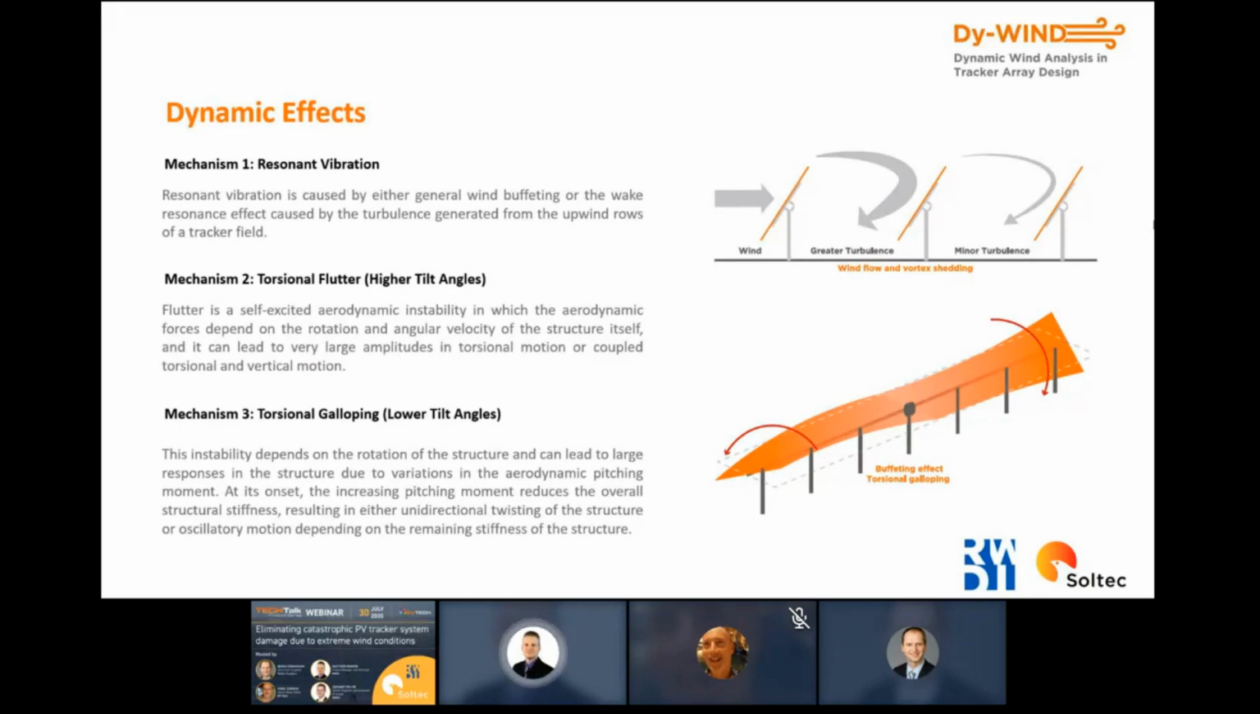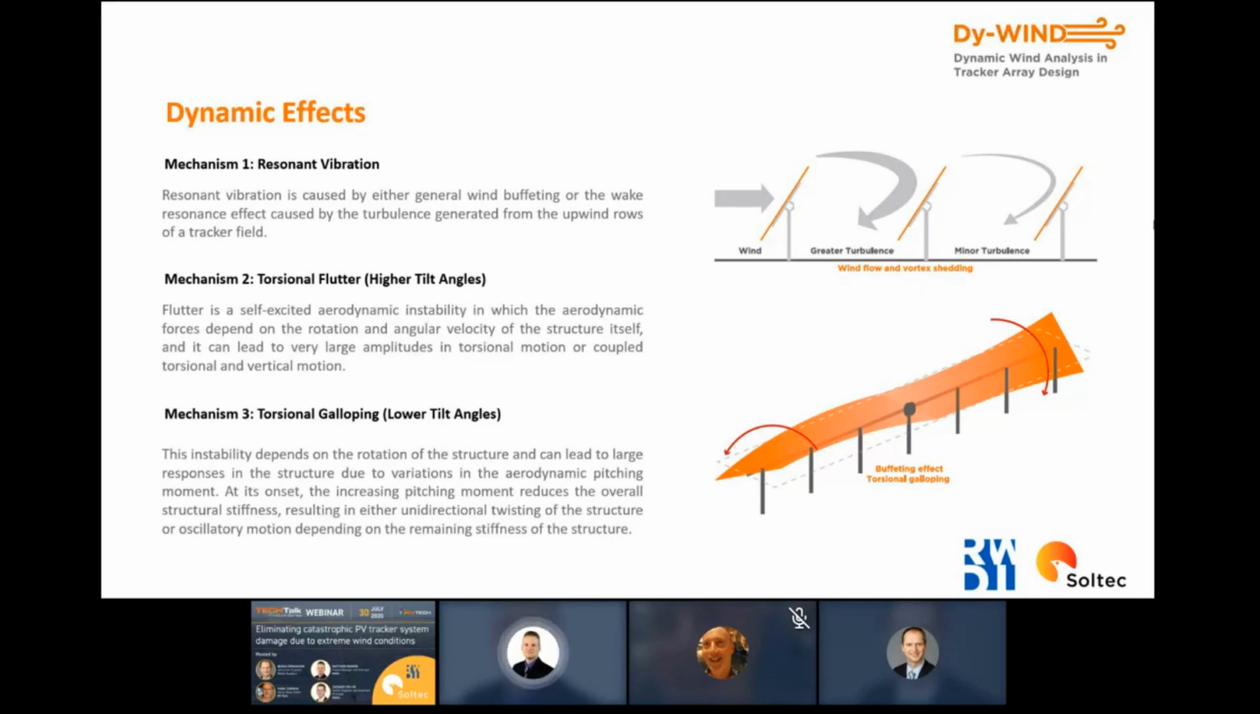But we also have what we call wake resonant effect, which is caused by wind shedding from upwind rows in a tracker field. And you can see that on the upper right figure, that there's increased turbulence from upwind rows. Now, there are two other mechanisms that we call torsional instabilities, and there's two types generally.